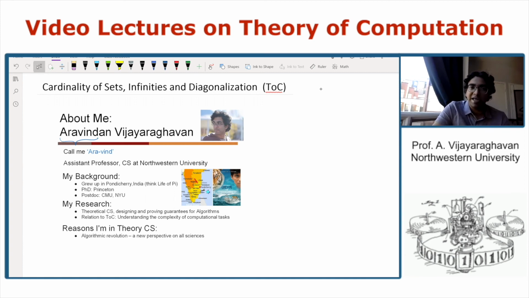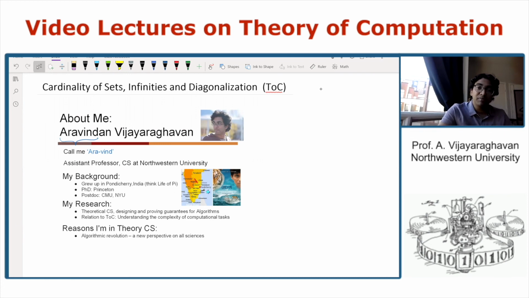My research is broadly in theoretical computer science, particularly in designing algorithms and proving guarantees for algorithms, and also in understanding the complexity of various computational tasks, and this is certainly related to the focus of this course. I do theoretical computer science because I like algorithms. I like mathematically reasoning about them, and I really think that algorithms are a very powerful object which provide a new perspective or lens for all other sciences as well.